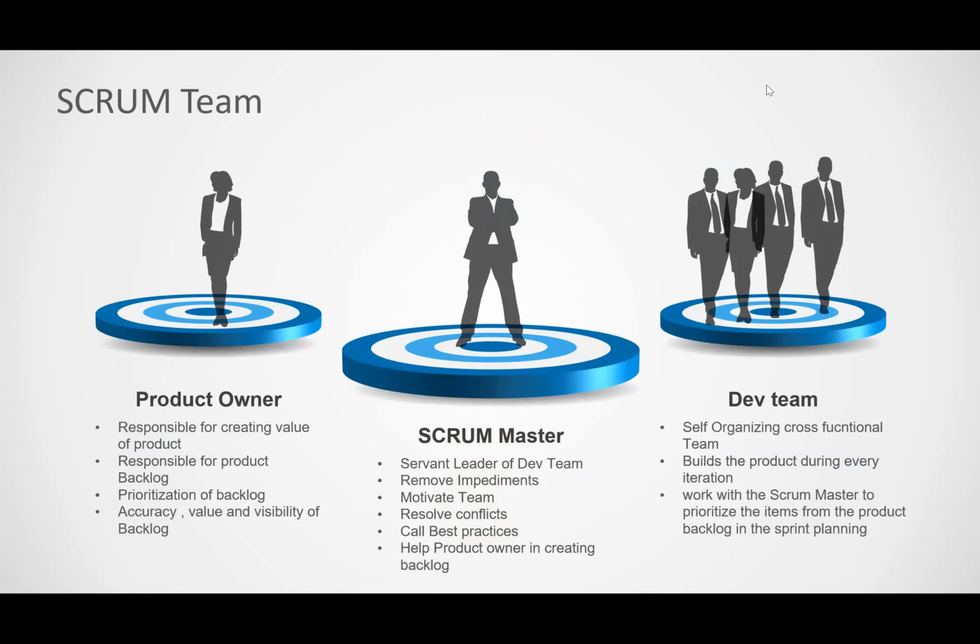So let me move on to that first. Let's talk about the Scrum Team first. The Scrum Team mainly consists of three kinds of people, three kinds of stakeholders. One is the product owner, the most important person.